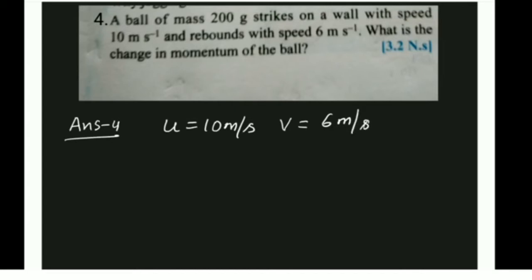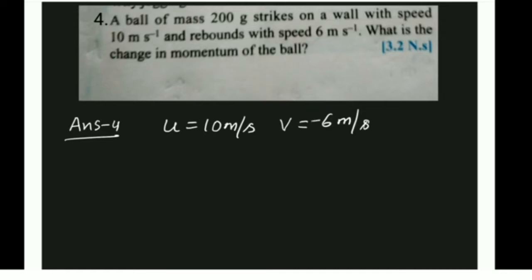Now come to question number 4. What is question number 4? A ball of mass 200 gram strikes on a wall with a speed of 10 meter per second. So it means it is u, the initial velocity, and after striking the wall, the ball is coming back with the speed of 6 meter per second. But here I have to put a minus sign before 6.